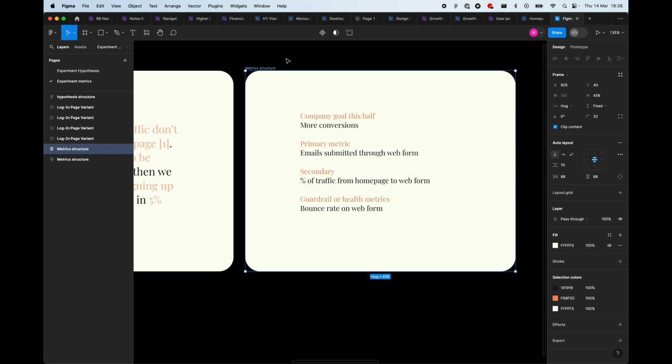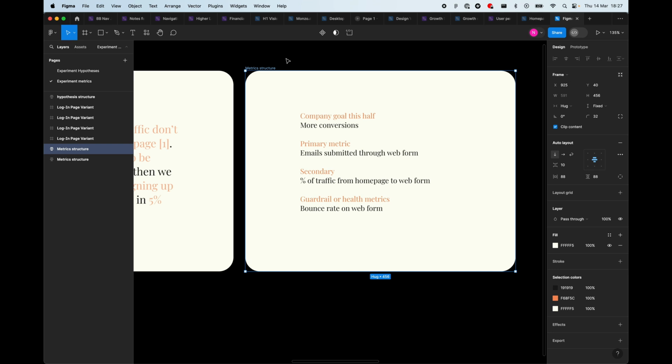As I said earlier on, your metric needs to ladder into the wider goals of the company. For this example, this company really cares about conversions this half, so your metric needs to ladder up into conversions. Here, we've got emails submitted through the web form. That's the core of our experiment. We've got a web form, we're going to change the content or the structure, probably have a couple of variants, and we're going to see if we can move more people to submit their email through this web form.